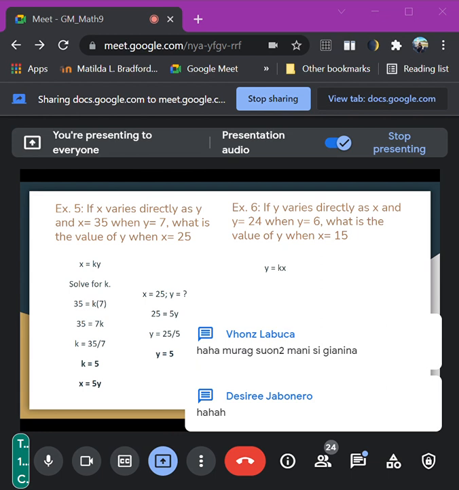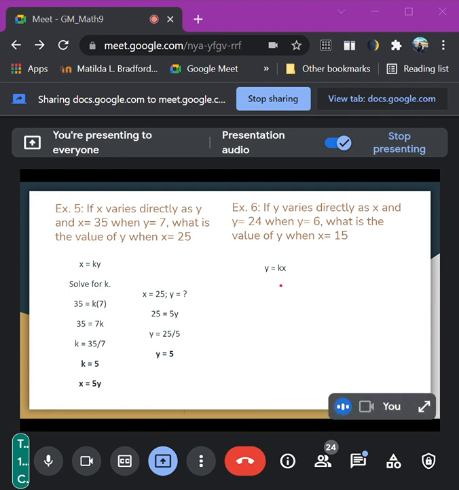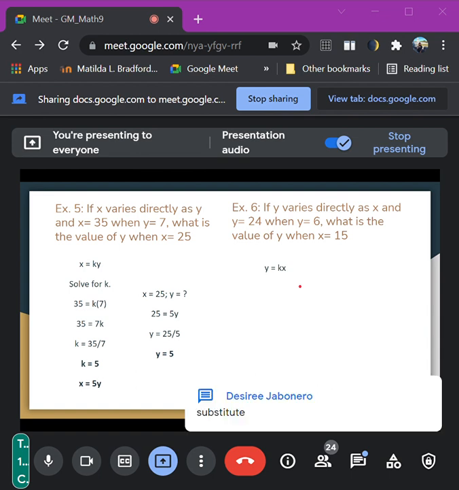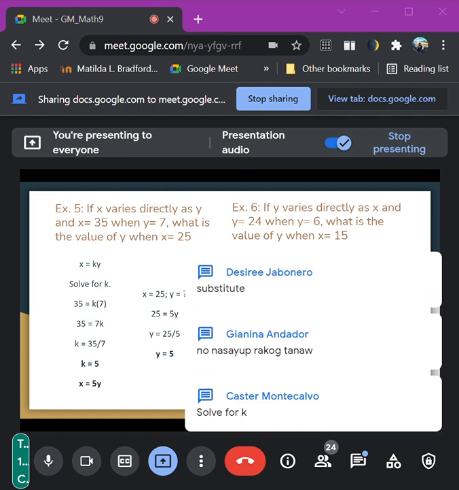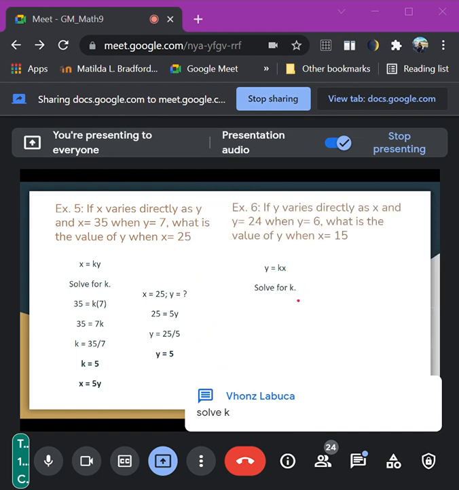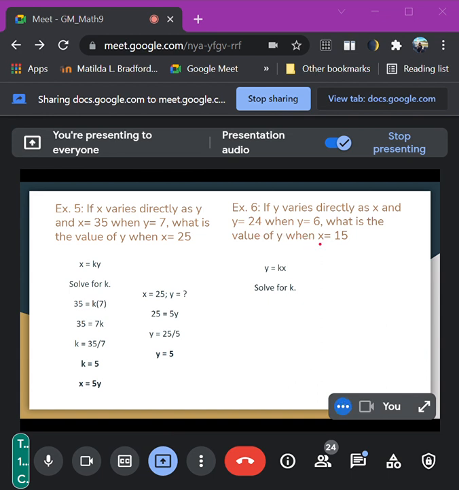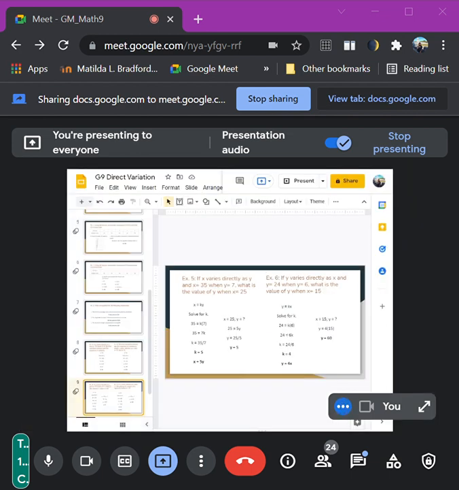Now, so now you have there, what are we going to do next? What are we going to do next? I-solve na nato ang constant. Okay? So you have there, we're going to solve for k. So substitute lang nato, since naa man tayo given diha, y lagi ni tanan. Okay, so ang kanang 6 class is x na siya ha.